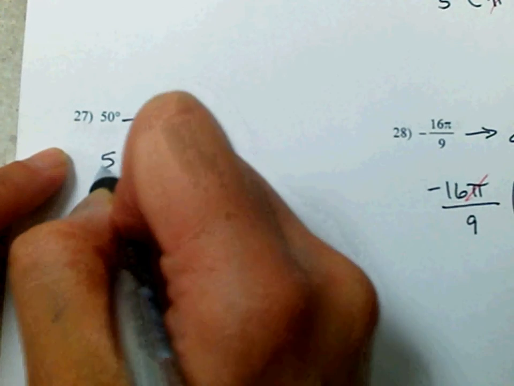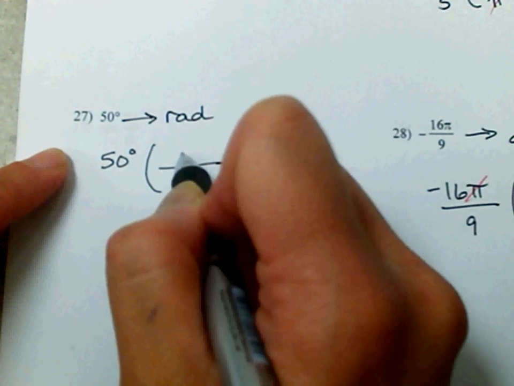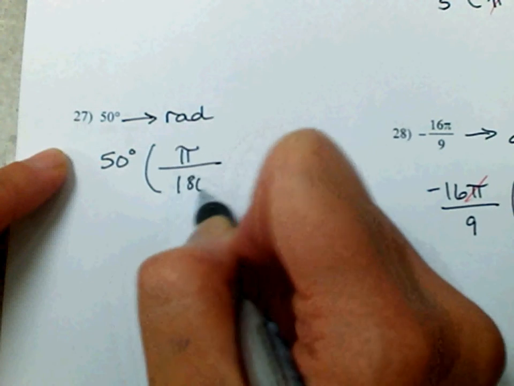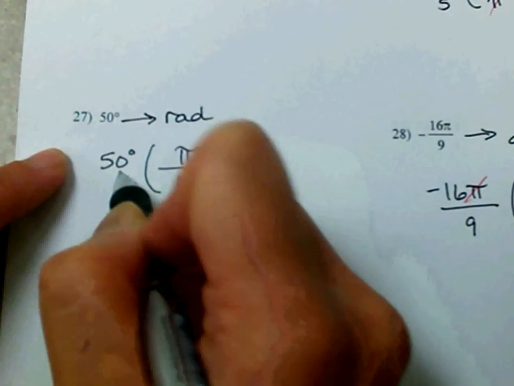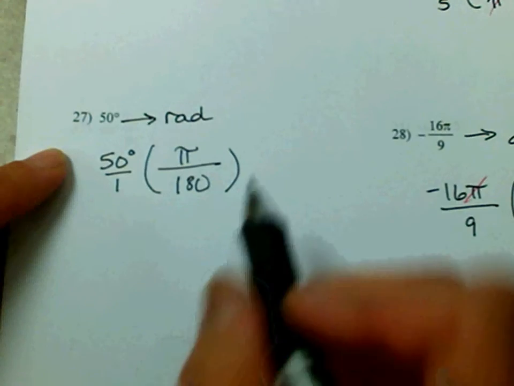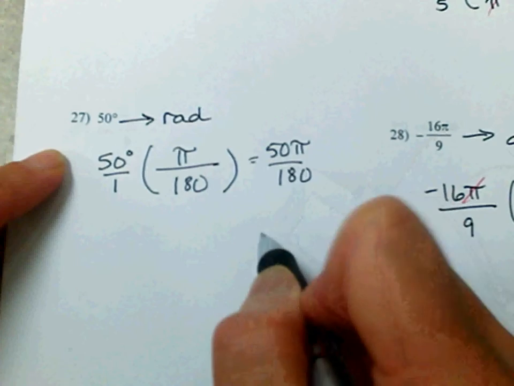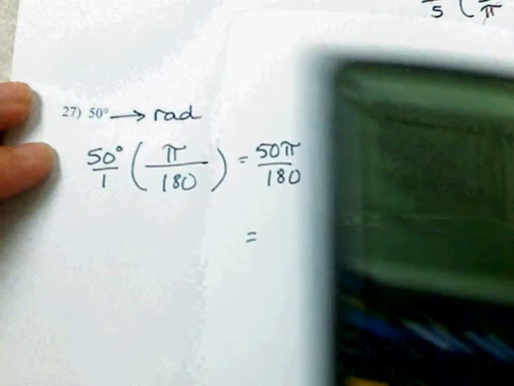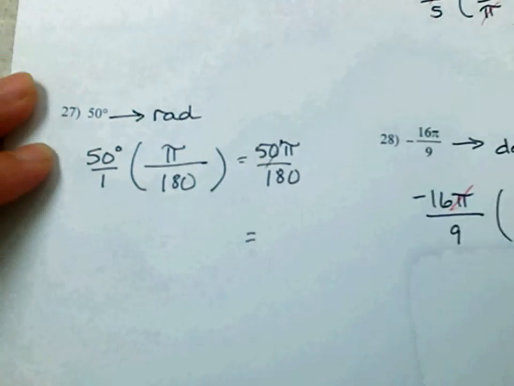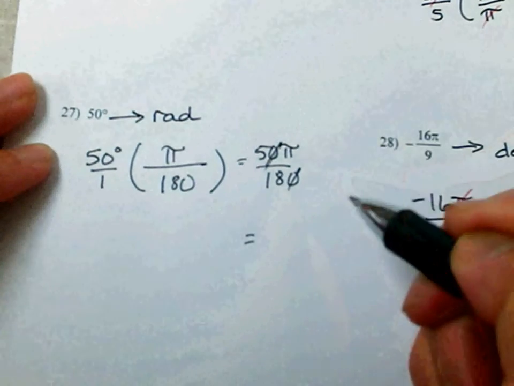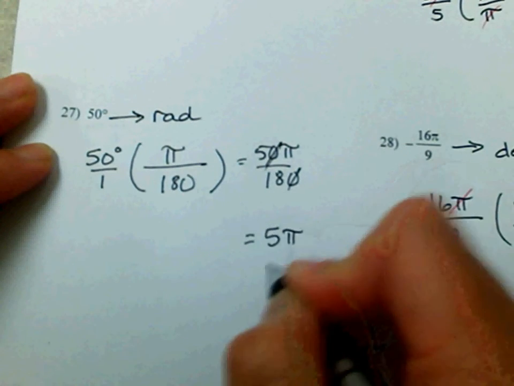Pi goes on top. This is the same thing as 50 over 1. So you're going to have 50 pi over 180. You need to simplify. 0 cancels itself. See how the 0 cancels? So all you have left is 5 pi over 18. Okay? So I just divide each one of those by 10. Basically that is what I did.